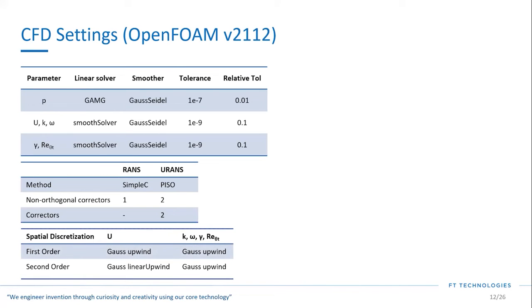Now, for the spatial discretization, I'll make reference to the first and second order that we've used. The first refers to a Gauss upwind scheme, and the second refers to the Gauss linear upwind scheme. We've only implemented the spatial discretization for velocity, not for any of the turbulent properties.